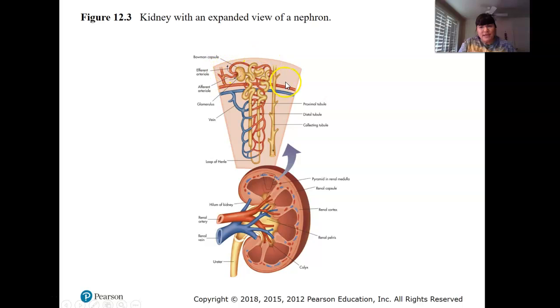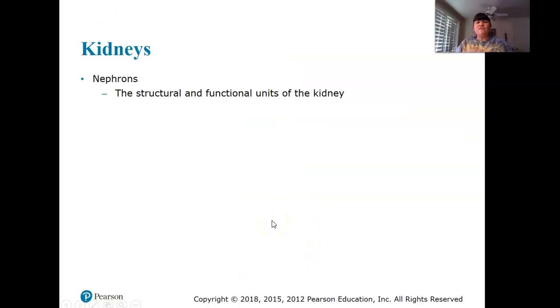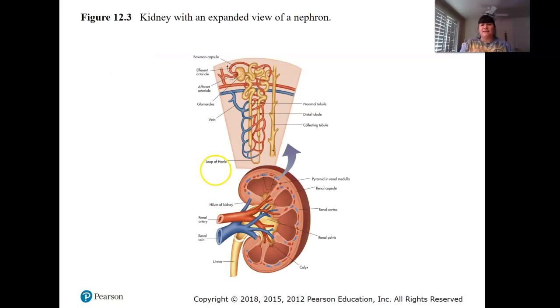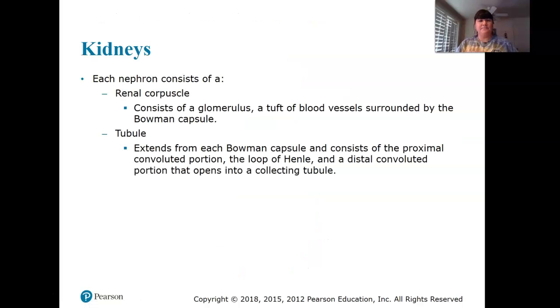So if you look, the cortex is right here, and the medulla is right there. Nephrons, the structural functional unit of the kidney. So this tan looking thing is the nephron. And so every kidney has more than 1,000,000 nephrons. Each nephron has the corpuscle with the glomerulus. The glomerulus is the capillary ball.